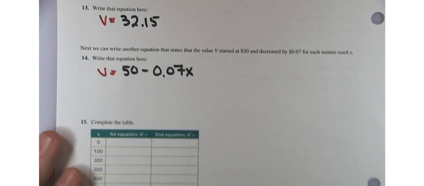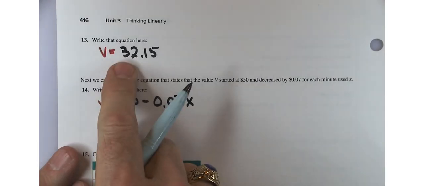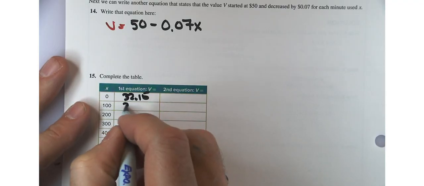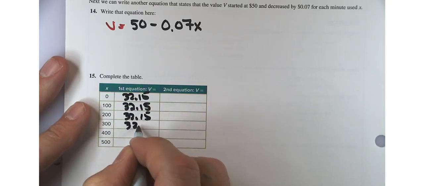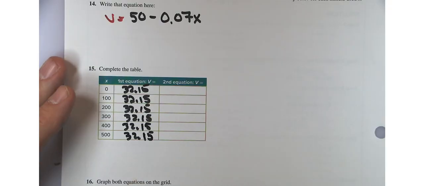Okay. So let's take a look at what happens to the value of his card after so many minutes. Now, being very helpful, as I am, I'm going to take our first equation and solve it down here for all these different values of X. So when X is 0, that's 32.15. When X is 100, this is still 32.15. As you can see, I'm not being actually all that helpful, right? 32.15 all the way down. This is a constant function. It's just a flat, straight line.